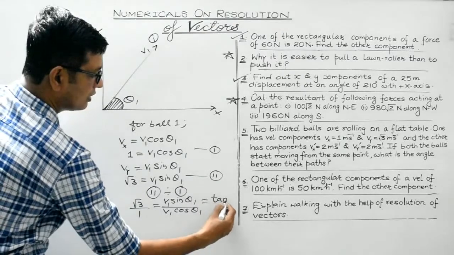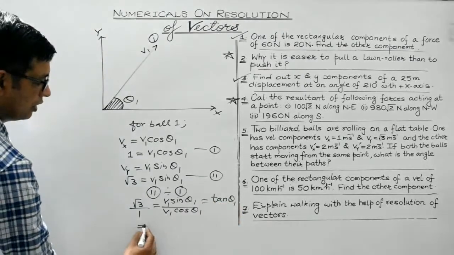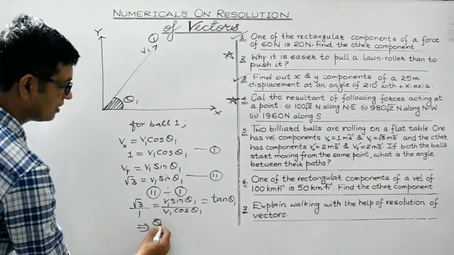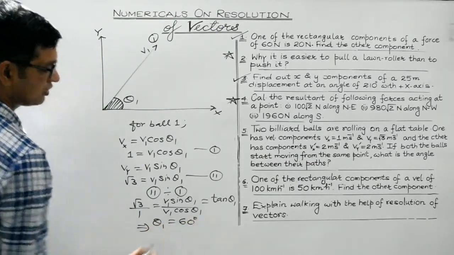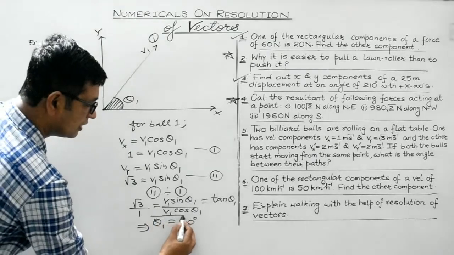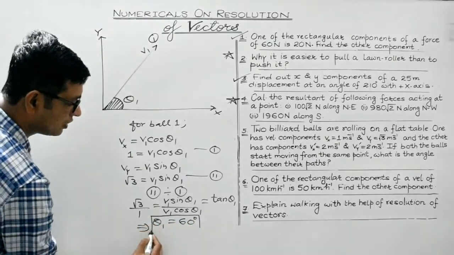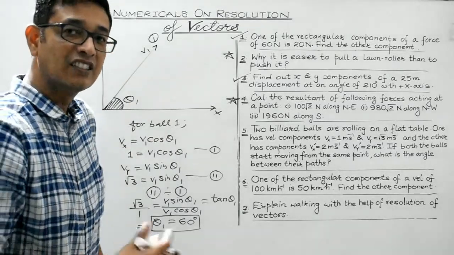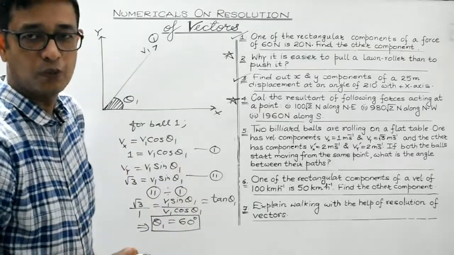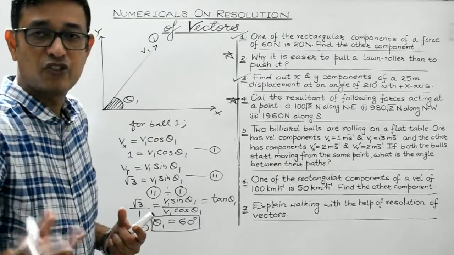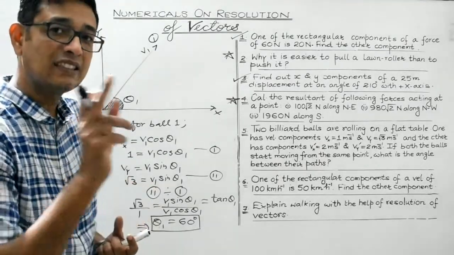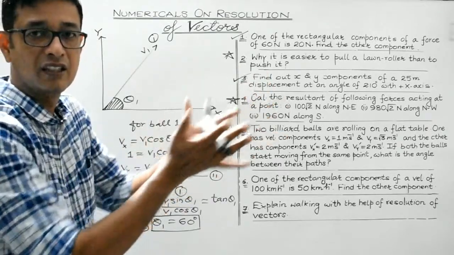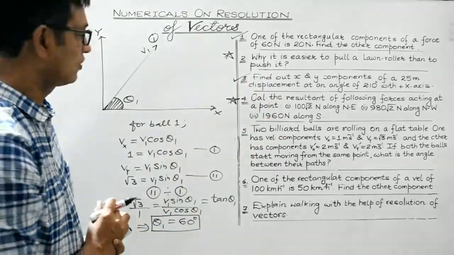Sin by cos is tan theta 1. Tan theta 1 is equal to root 3. It clearly suggests that theta 1 is equal to 60 degrees. So students, the direction of motion of the first billiard ball with respect to the x-axis is 60 degrees. That we are able to obtain, right? In a similar manner, we will find out the direction of motion of the second billiard ball, and then we can find the difference in the direction of their paths.